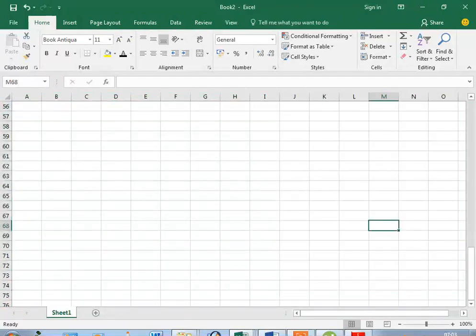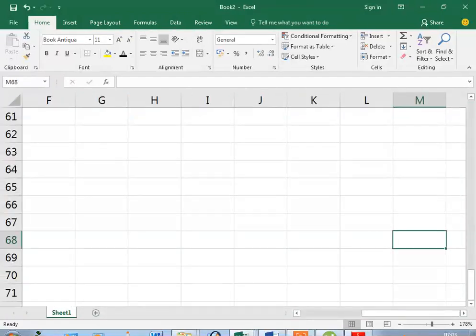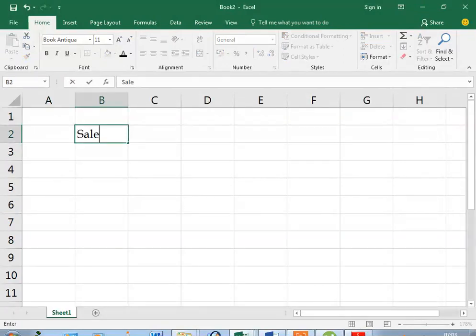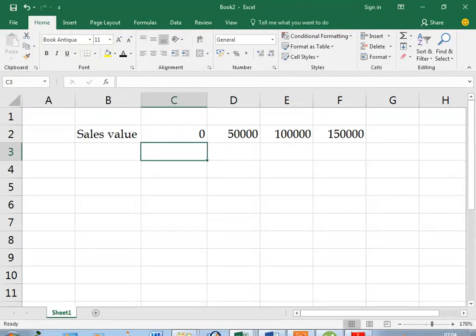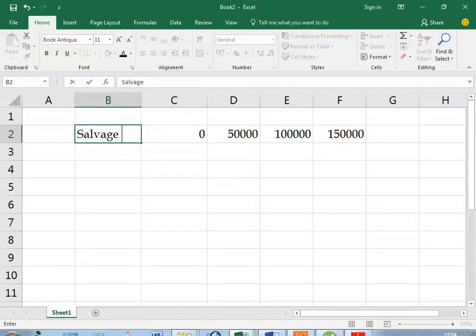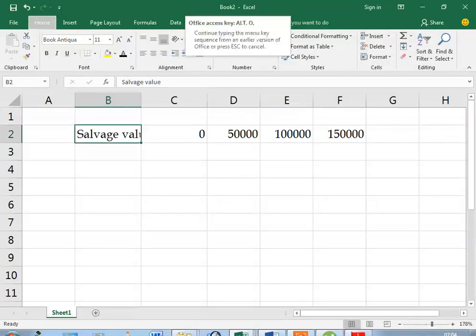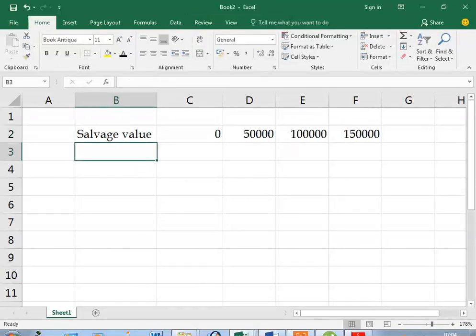Net salvage value. So I'll explain the net salvage value part. Now I'm going to sell a machine for 50,000, 1 lakh, 1,50,000 and 0. These are the 4 options at which I can sell it. Now this is basically called a salvage value. The salvage value of the machines are these. So you are going to sell the machine for this.